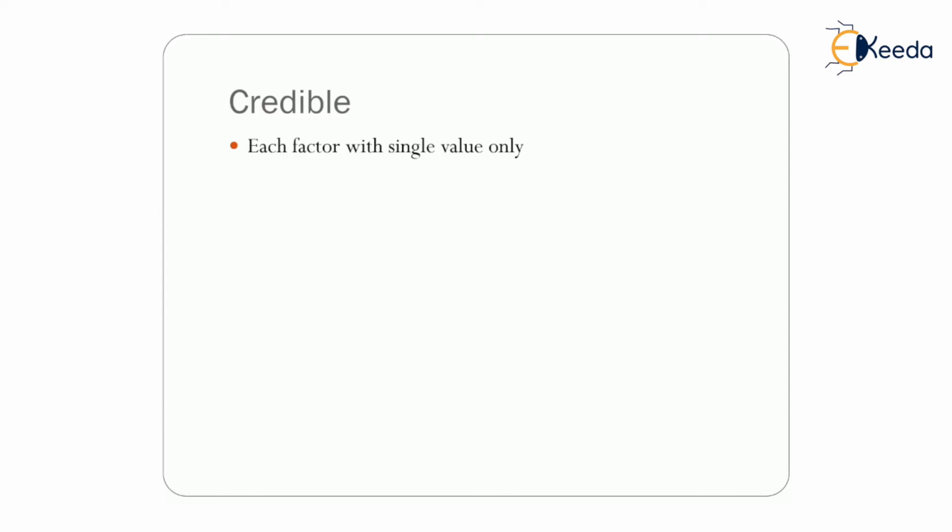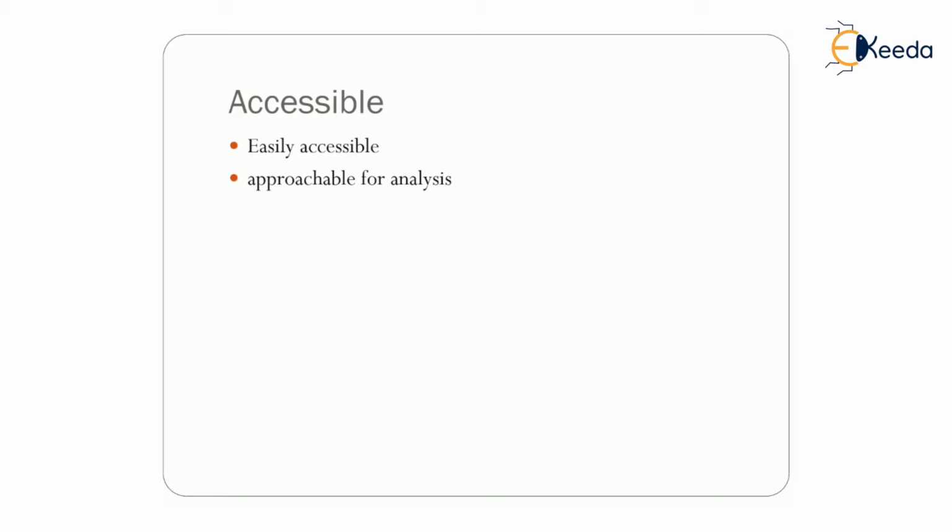Next characteristic is credible. There are different business factors involved with the strategic information. So, if an enterprise or a manager wants to improve their business, they need to focus on the different business factors. So, all these business factors should have a single value so that they become credible. Accessible: the information should be easily accessible and one can easily analyze the data. That is, the information should be approachable for analysis.